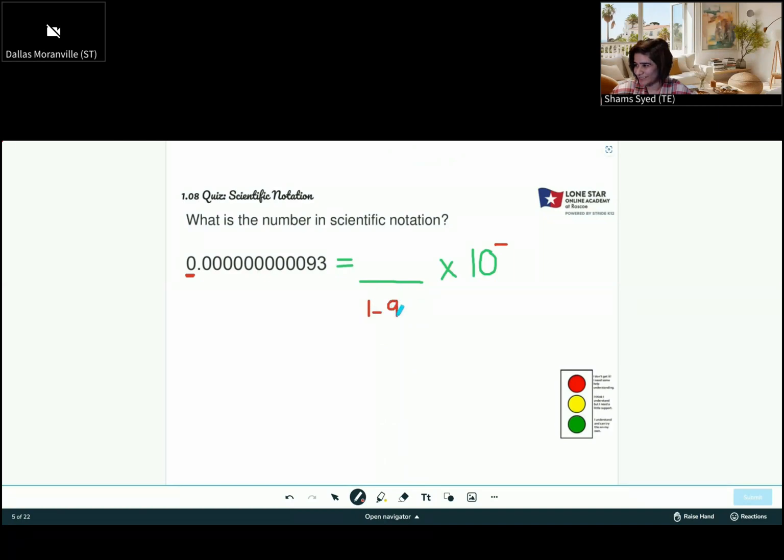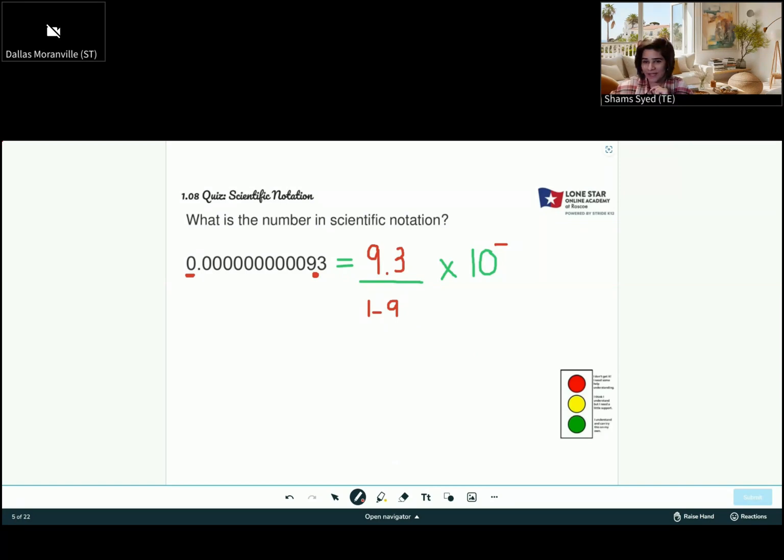The exponent is negative. I want a number between 1 and 9 over here. You guys are right, Vida and Andromeda, Kayla. This number is going to become 9.3. It can be 1 through 9, a number less than 10. It is supposed to be 1 or more, but less than 10.